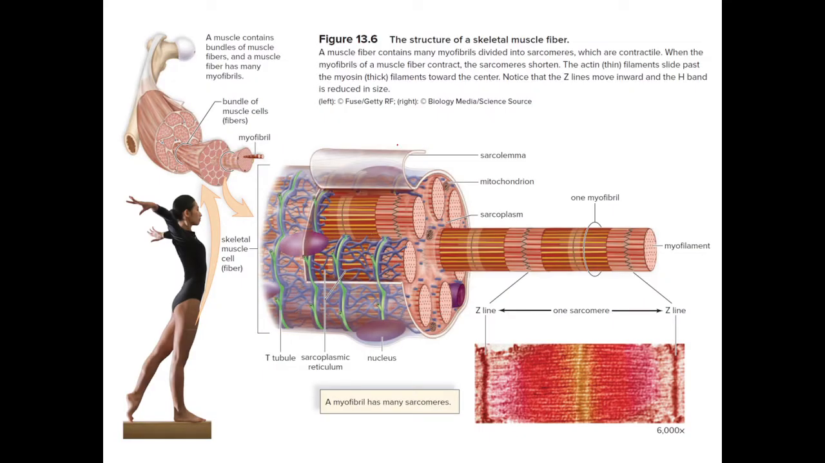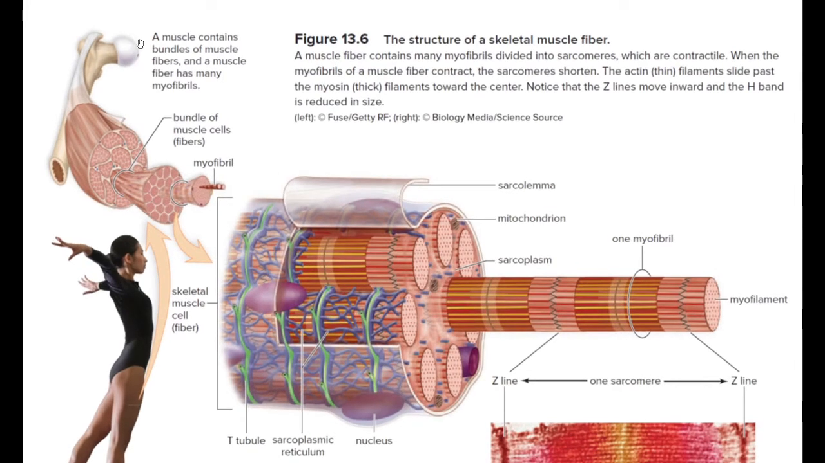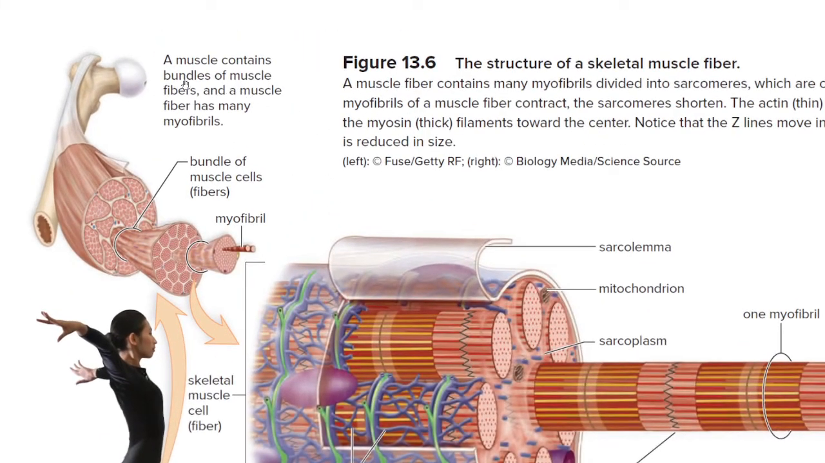This is the detailed structure of muscle. You can see how exactly muscle fibers are attached. First of all, the muscle contains a bundle of muscle fibers, and the muscle fiber has many myofibrils. This is the tendon which is attached to the bony structure. The tendon is attached to muscle tissue, and this muscle tissue has a few bundles. If you take a transverse section of these muscles, a group of bundles is present.